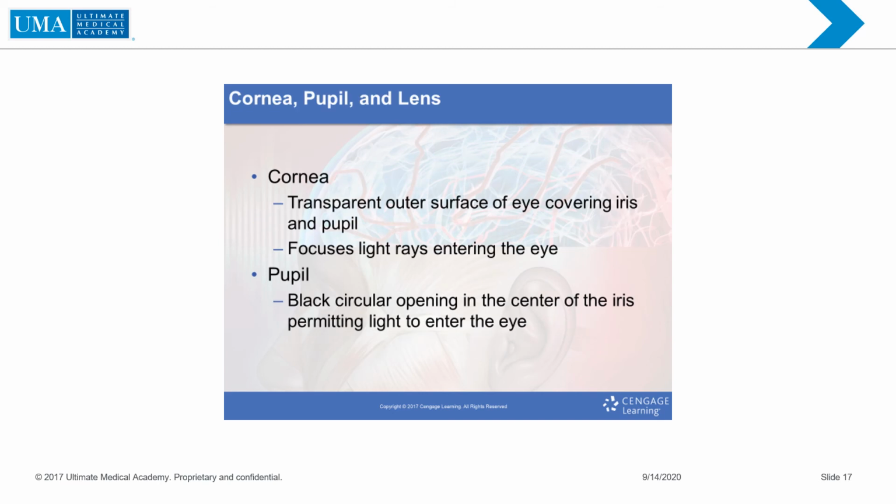Next is the cornea, and this would be that transparent outer surface of the eye that covers the iris and the pupil, and it's also the primary structure for focusing light rays that enter the eye. Next, the pupil, this would be that black circular opening that's in the center of the iris, and this actually permits the light to enter the eye.